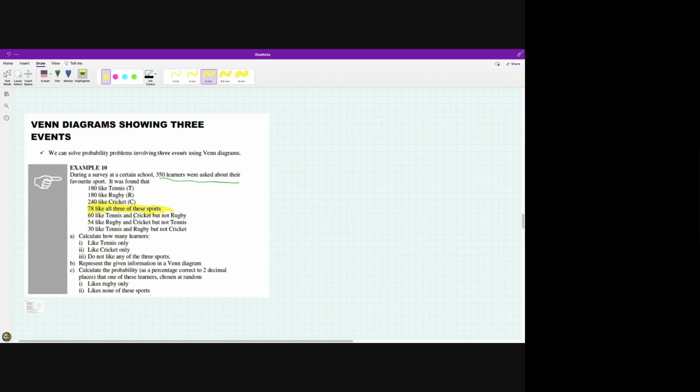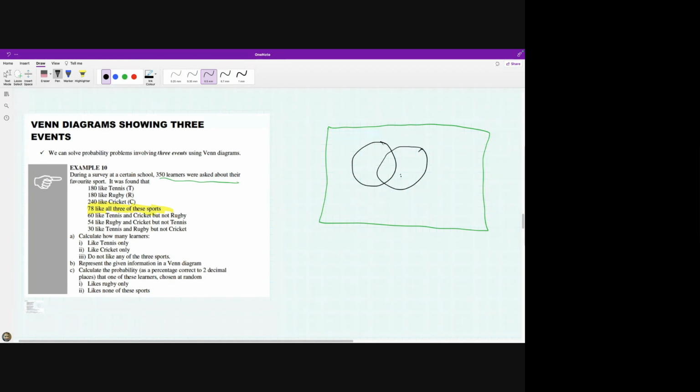So we say that there's a non-empty intersection, right? So when I'm going to draw this diagram, I'm going to have 3 overlapping circles. 1, 2, 3. And what I know is, because they said 78 like all 3 of these sports, the 78 is going to go here. Now, what I also need to do is label these. So I'm going to go T for tennis, R for rugby, C for cricket. It doesn't matter where these things are.